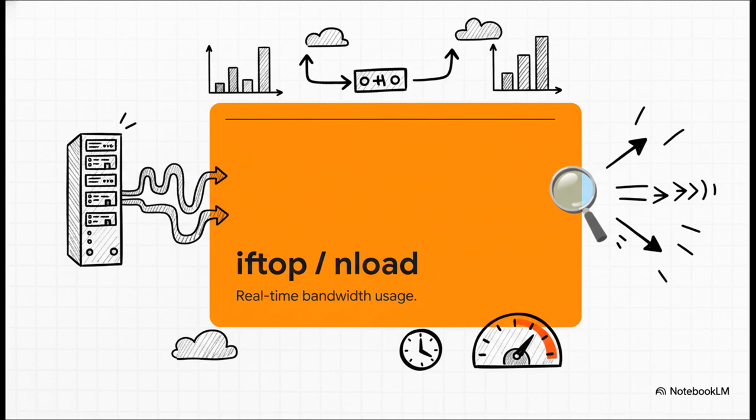So while Netstat shows you who is connected, iftop and nload show you how much data is moving. These tools are awesome. They give you a live, real-time dashboard of your bandwidth usage. If your server suddenly feels sluggish, you can run one of these, and you'll know instantly if your network connection is just getting totally swamped.